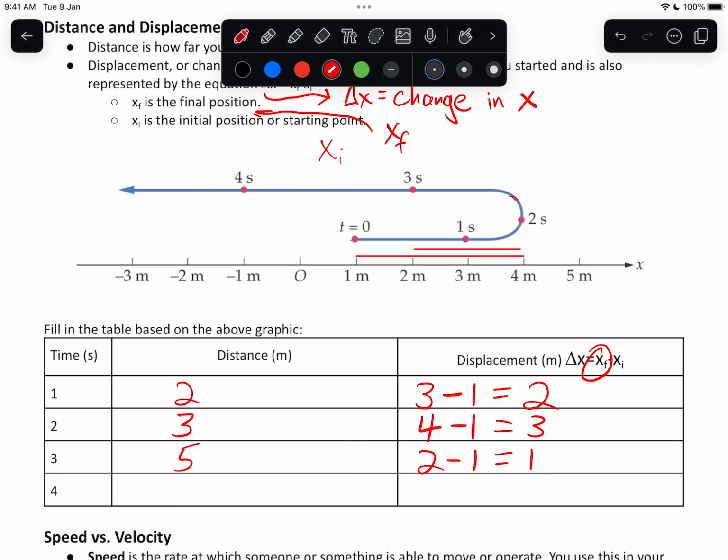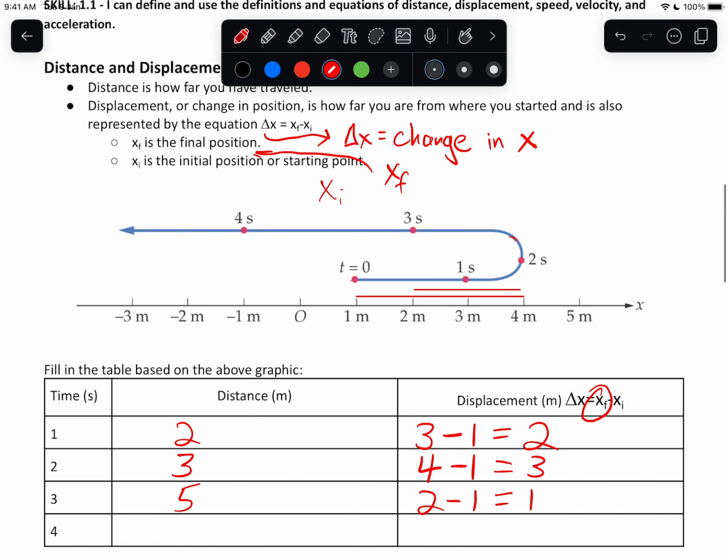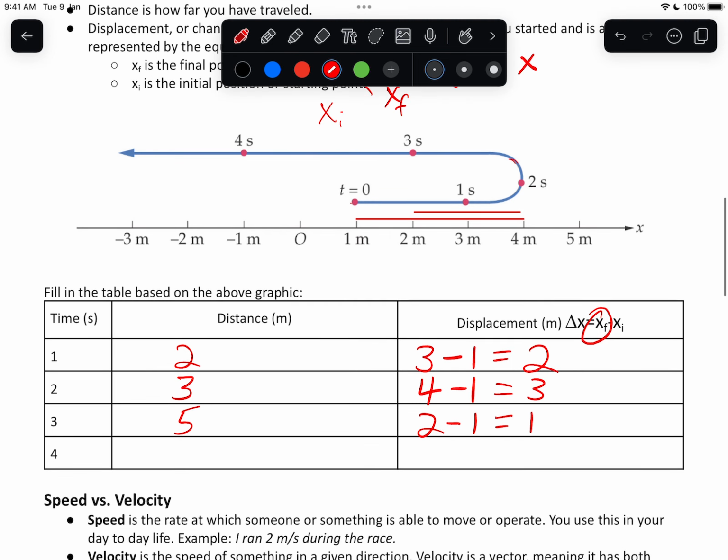And if we look back at that definition for displacement, or change in position, it is how far you are from where you started. Well, if I'm at 2 meters, how far am I from where I started? That's just 1 meter. It all checks out.